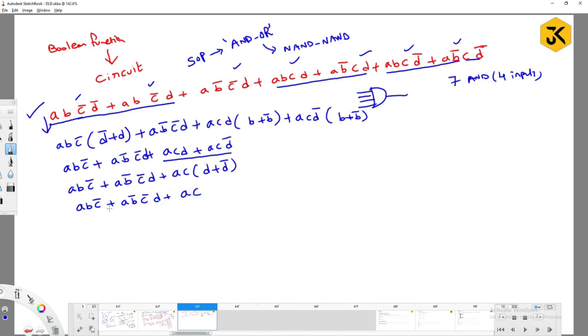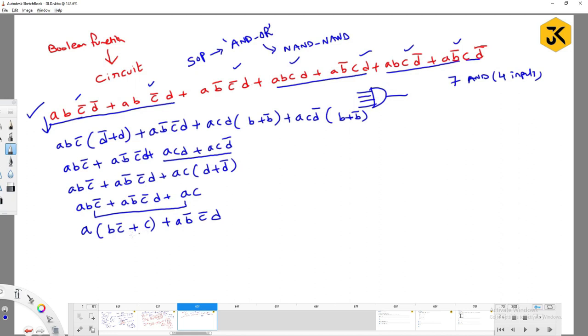Now try to think, I am going to take out these two terms, can I take common as A? Yes, right? So if I take A as common, you get B C bar plus C, plus A B bar C bar D, right? What is this expression?